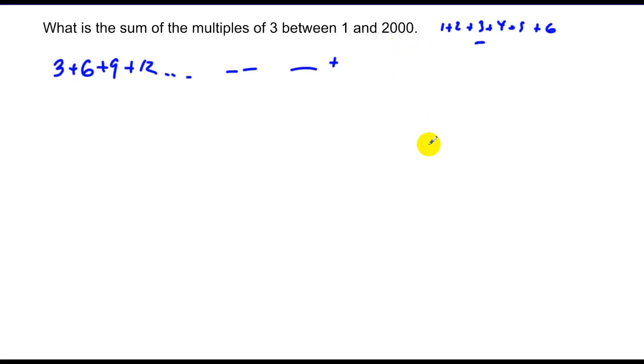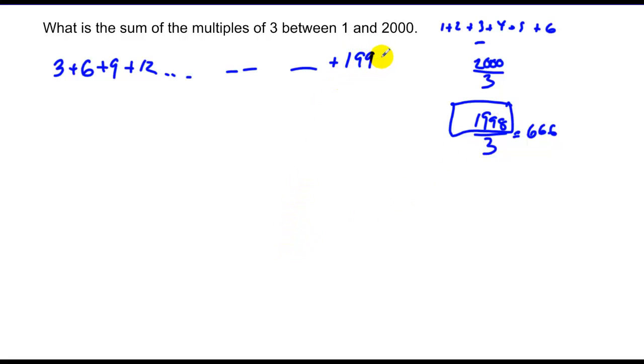Now I got to figure that out. I know 2000 over 3 doesn't work. But if I go 1998 divided by 3, that might work, not so sure, but I can try it. Ends up being 666. So this is my last multiple of 3.